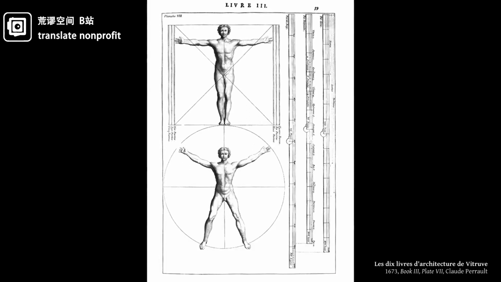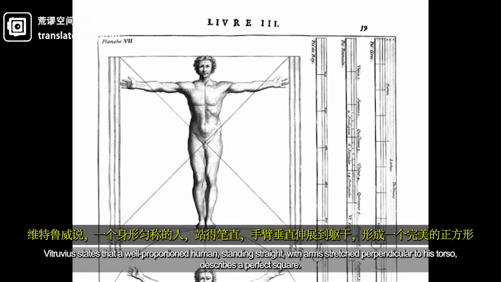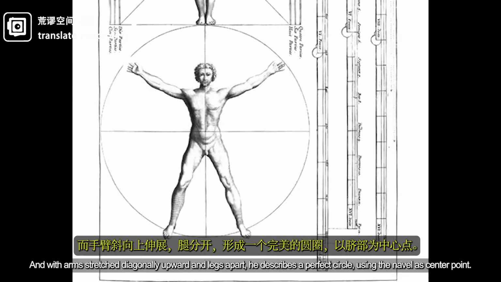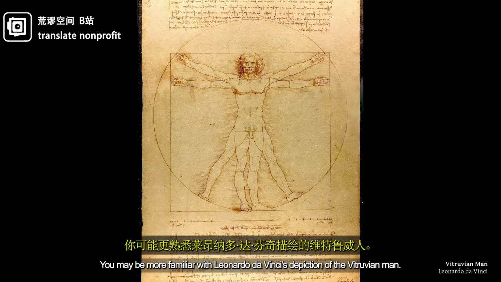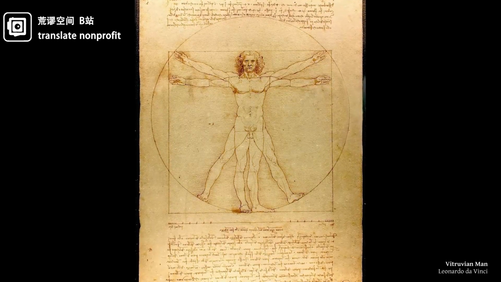for his edition. Vitruvius states that a well-proportioned human standing straight with arms stretched perpendicular to his torso describes a perfect square, and with arms stretched diagonally upward and legs apart, he describes a perfect circle, using the navel as center point. You may be more familiar with Leonardo da Vinci's depiction of the Vitruvian man.